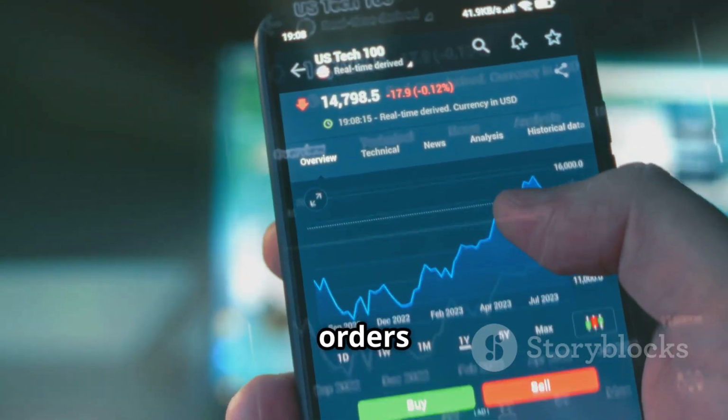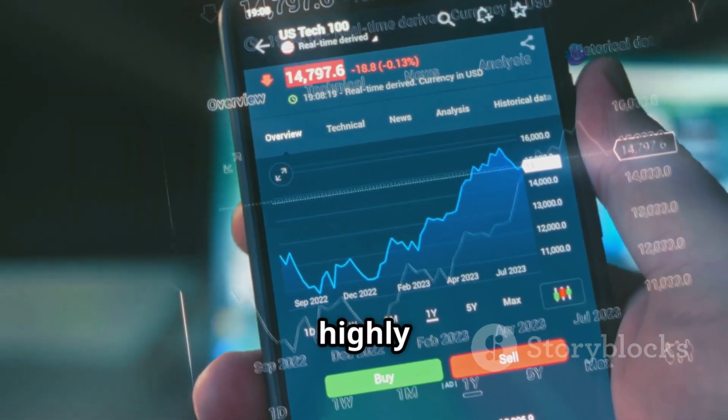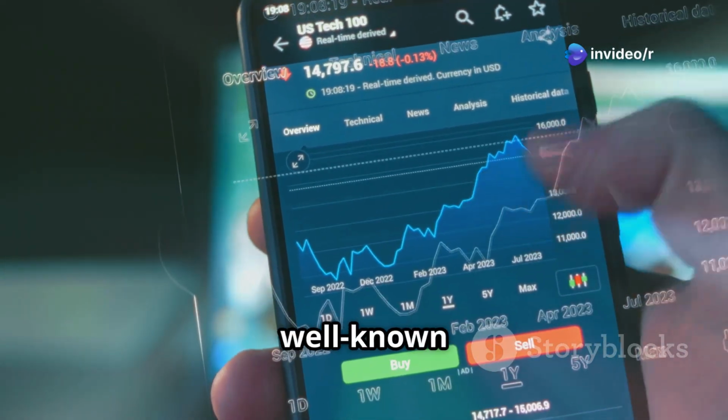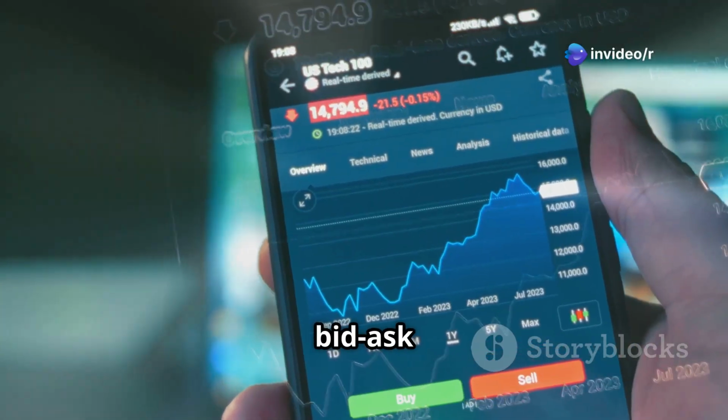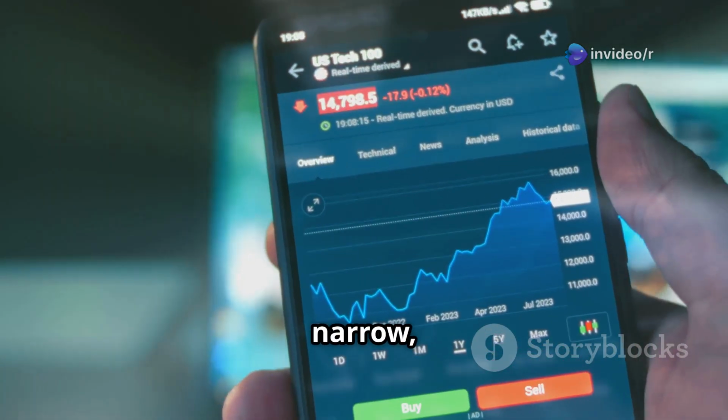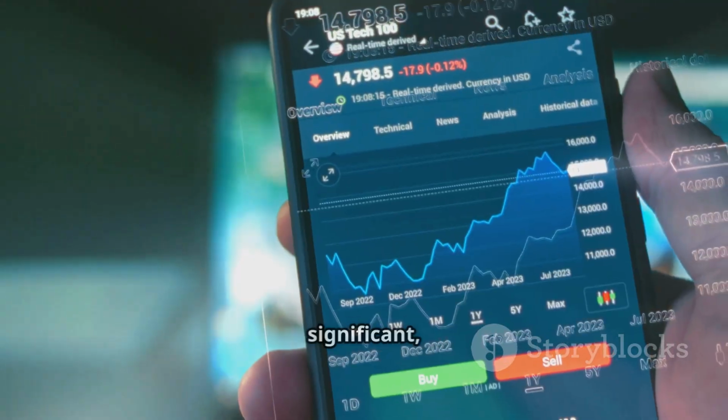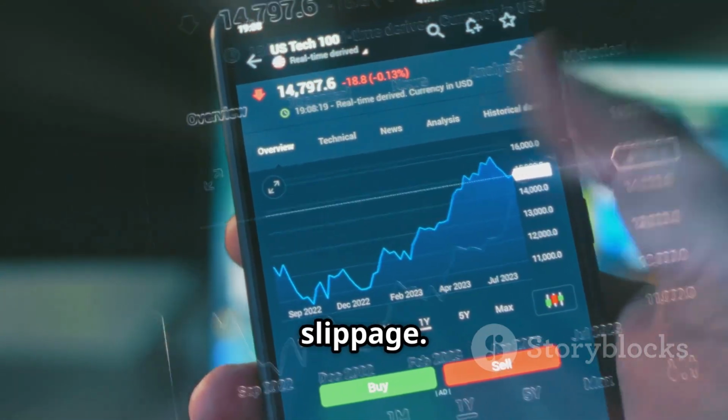It will almost invariably get filled, provided there is sufficient liquidity in the market for that particular stock. This makes market orders particularly suitable for trading highly liquid stocks, such as well-known blue-chip companies where the bid-ask spread is typically very narrow, thereby minimizing the potential for significant, unfavorable slippage.